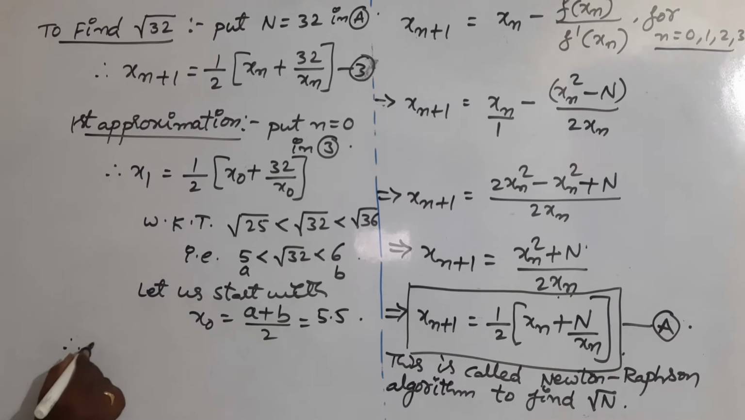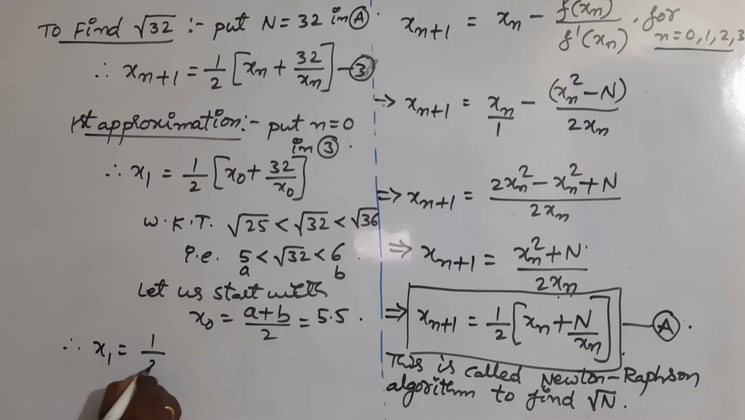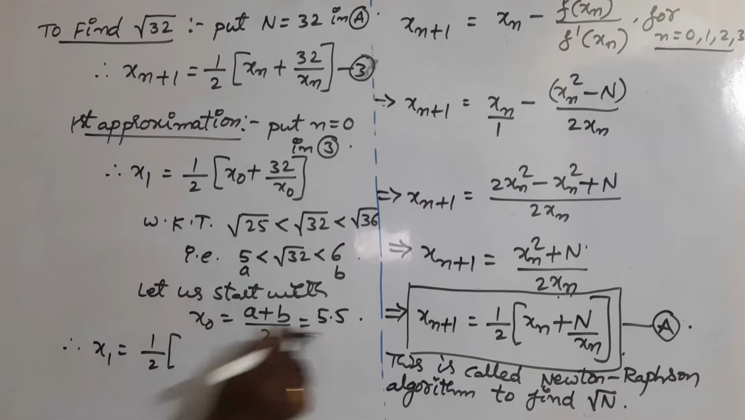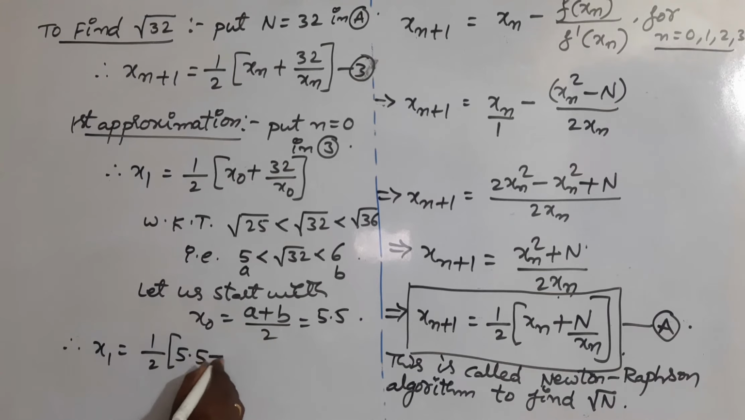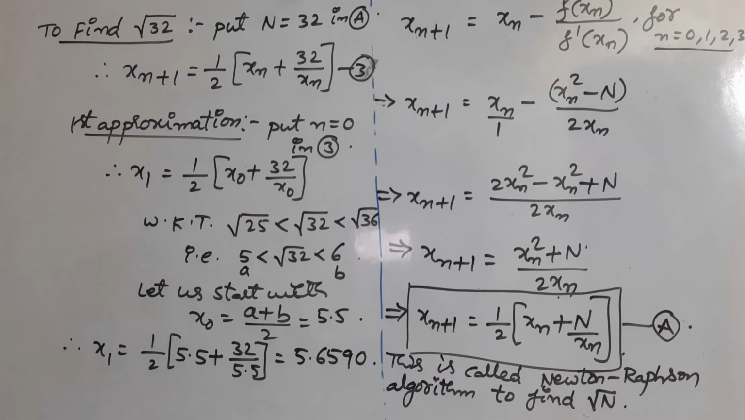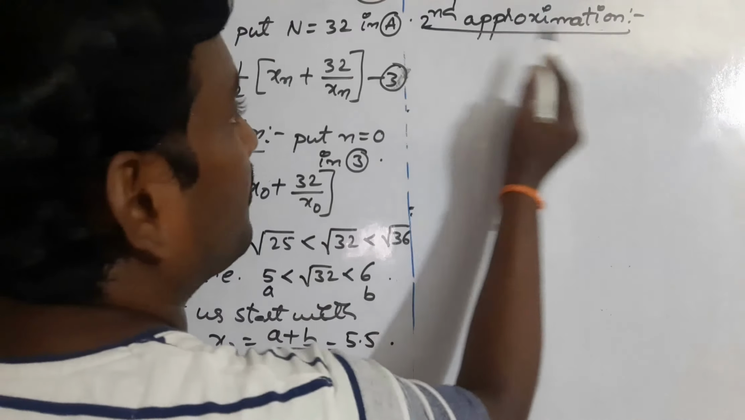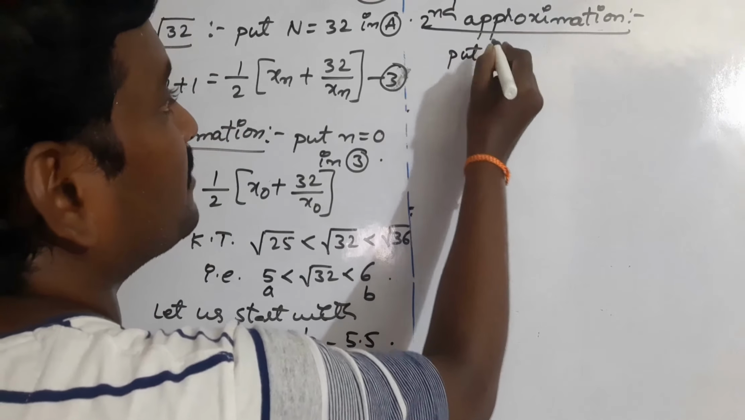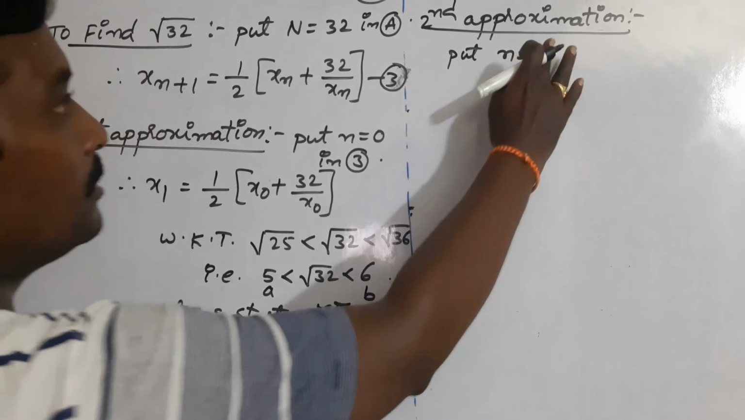Now x 1 is equal to half into, what is the x 0 value here? 5.5 plus 32 by 5.5. So by using a scientific calculator, we can get this value as 5.6590. Now we have to find the second approximation. For the second approximation, we have to replace n is equal to 1.